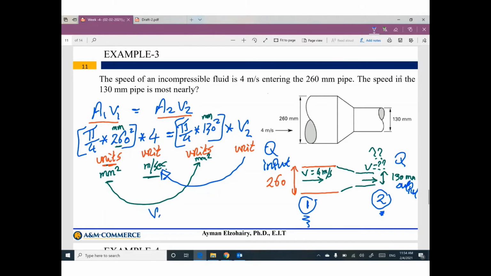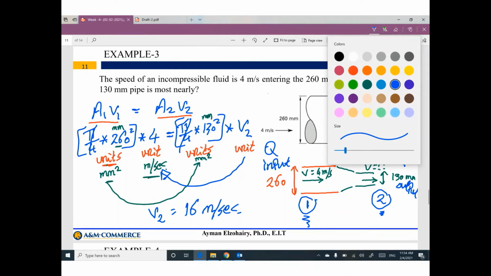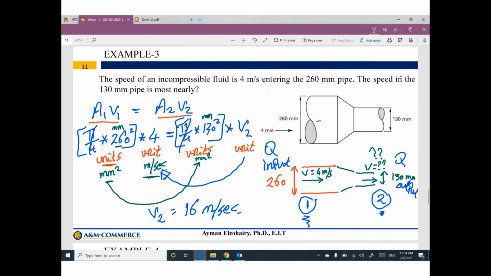So velocity V2 will equal, also you can cancel pi divided by 4 on both sides, 260 squared times 4 divided by 130 squared. This velocity will be 16 meters per second. Wow. So the velocity originally was 4 meters per second, and the output became 16 meters per second.